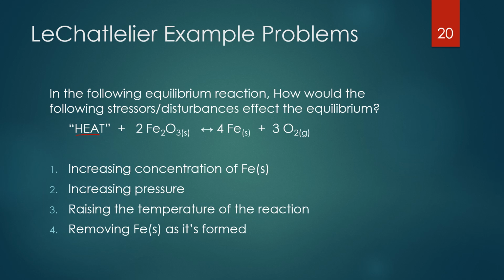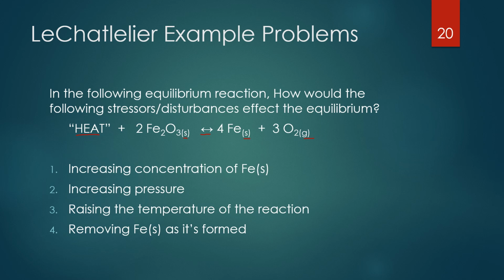So we also have iron(III) oxide, a solid, decomposing into iron solid and oxygen gas. So all of these are going to be important pieces of information to help us. It is equilibrium because we have an arrow going in both directions. So let's ruin that equilibrium.